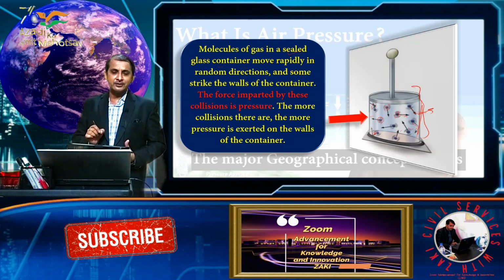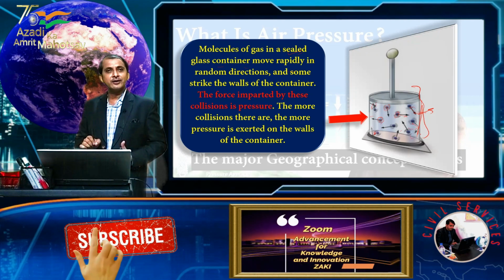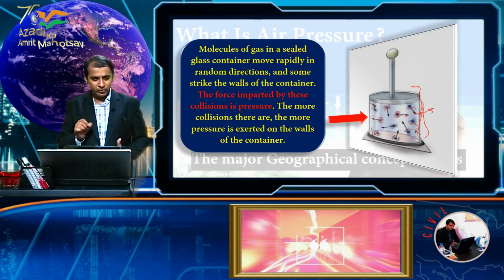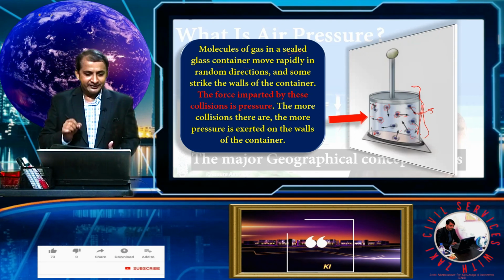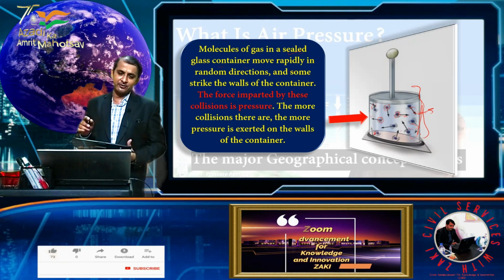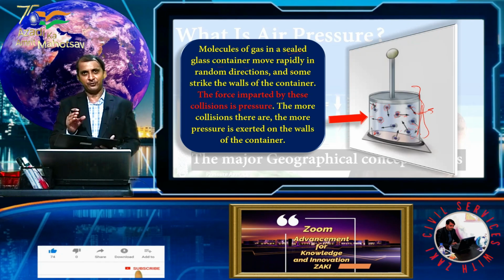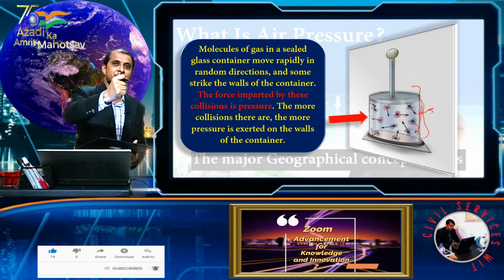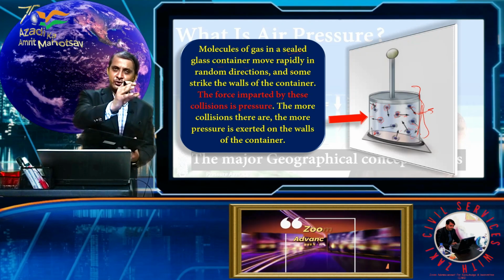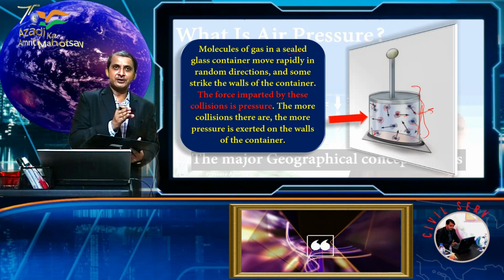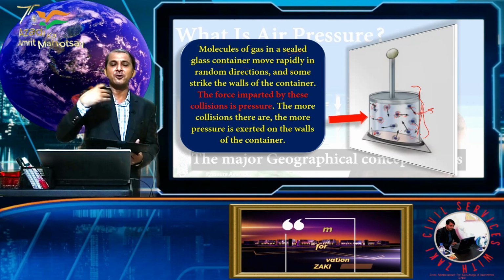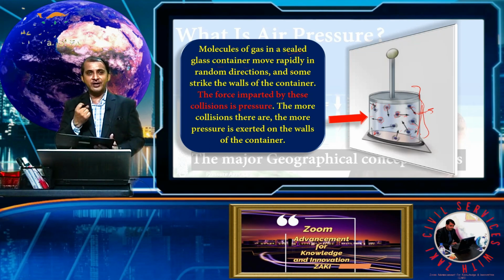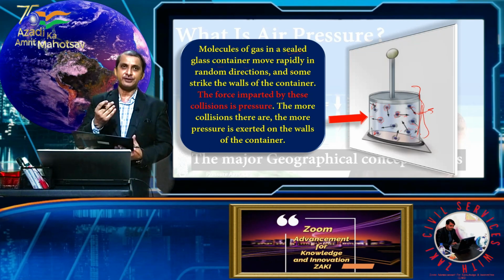The more collisions, the more pressure. More collisions mean more pressure exerted on the wall of the container. Like if one person pushes the wall, it is low pressure. If three, four or five people push, it means more pressure. So pressure increases when the molecular collision increases.